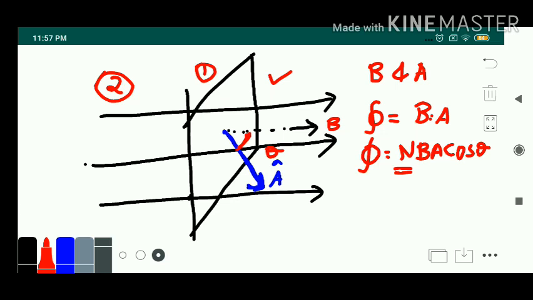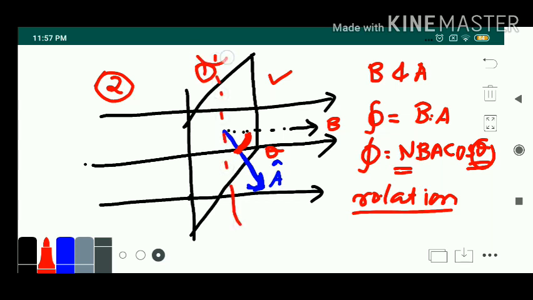Clear? Now this theta, it changes, right? This is actually in place of what you have learned in rotational dynamics in your +1 chapter, 11th class. Rotation means this theta is actually angular displacement, right? So when this coil is rotating with velocity omega, that means this area vector also changes, right?